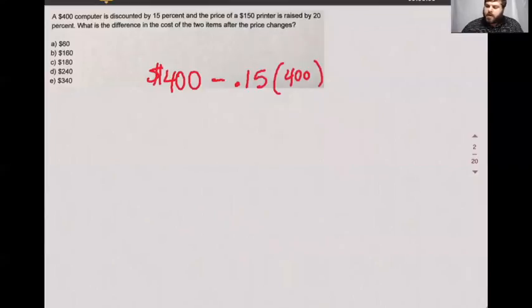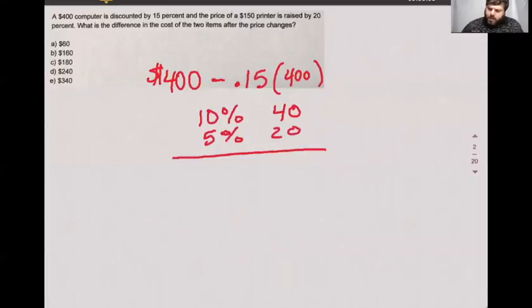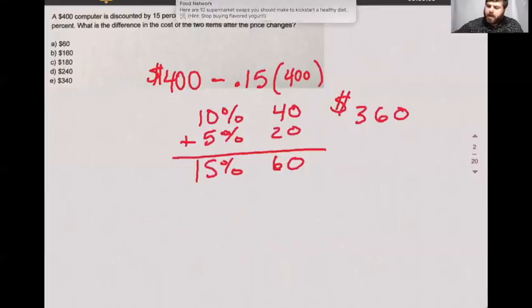Remember, you can use your calculator, or you can do this pretty quickly. 10% of 400 is 40, because we just moved the decimal over one place. That means 5% should be half of that, 20. A total of 15% making a total of $60. So if I take away 15%, I'm going to end up with $360. That's the new cost of my computer.